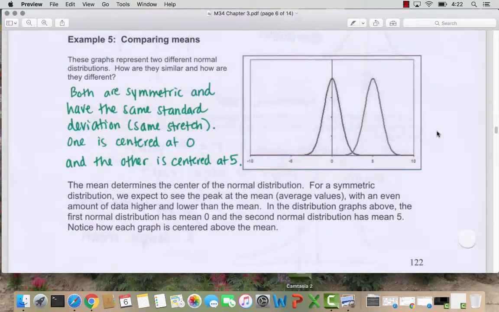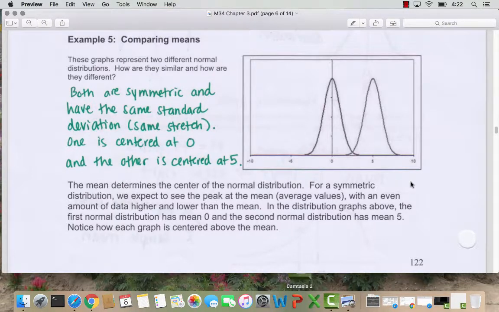So here's 2 graphs. We want to think about how they are similar and how they are different. These are both symmetric, normal shape distributions. They both have the same standard deviation. They're both stretched the same amount on the horizontal axis. The difference is that this graph here is centered at 0, whereas this graph is centered at 5. So the mean determines the center of the normal distribution.